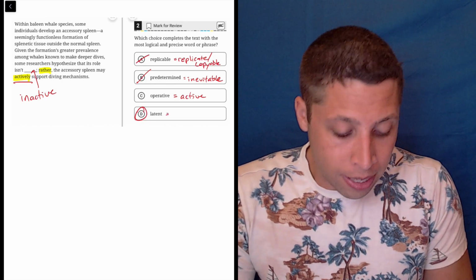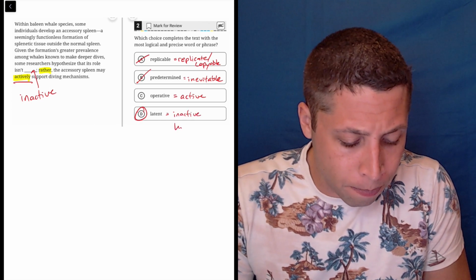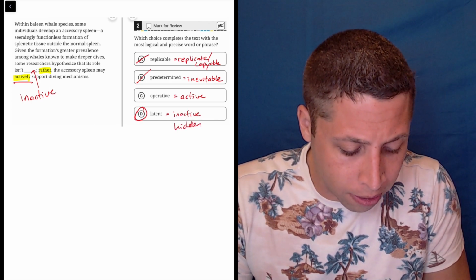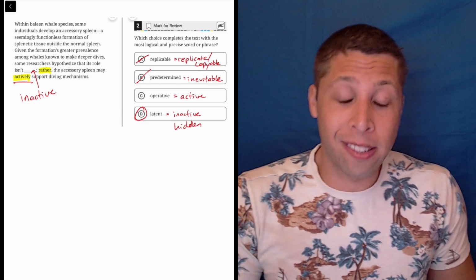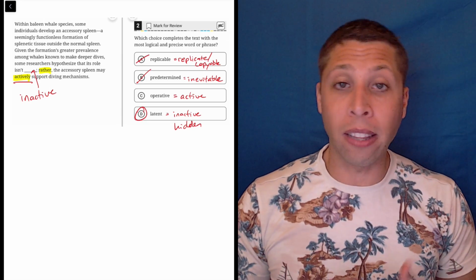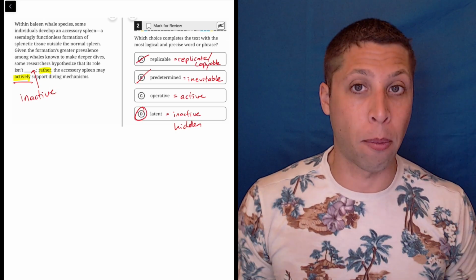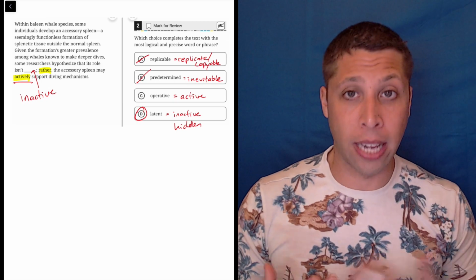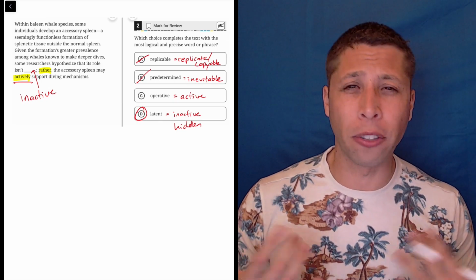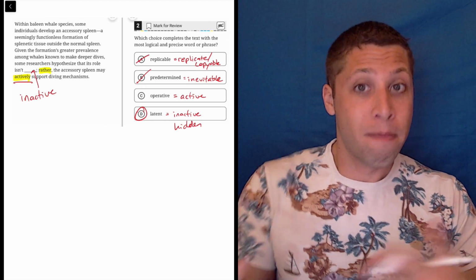Latent means, yeah, kind of like something like inactive or hidden. Something like that. I don't know the root of that word, but yeah, it just means that. It means exactly what we need it to mean. And maybe if you didn't know that, at the very least, if you knew some of these other words, then you can still always get these vocab questions right by eliminating everything else. So don't be afraid to pick a word that's maybe a little difficult for you. If you know the other words and you know they don't fit, then pick whatever's left over.